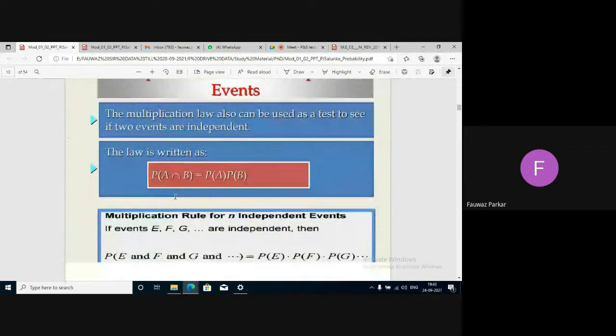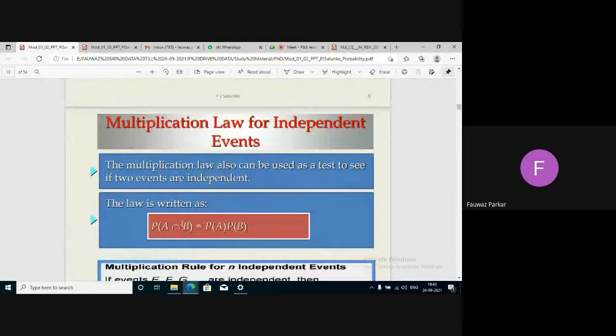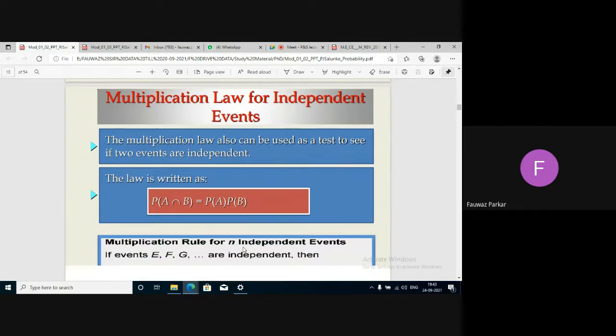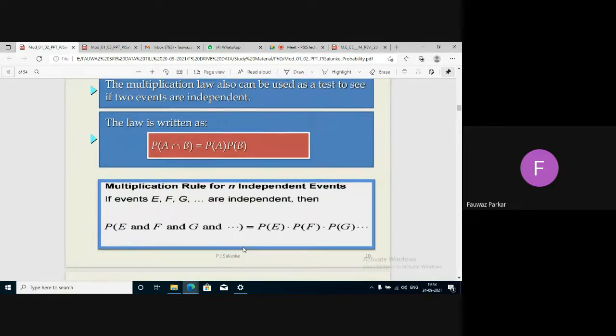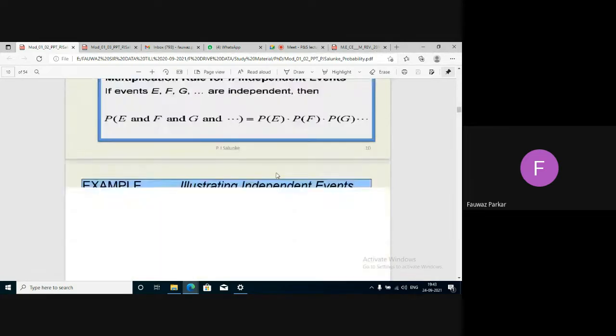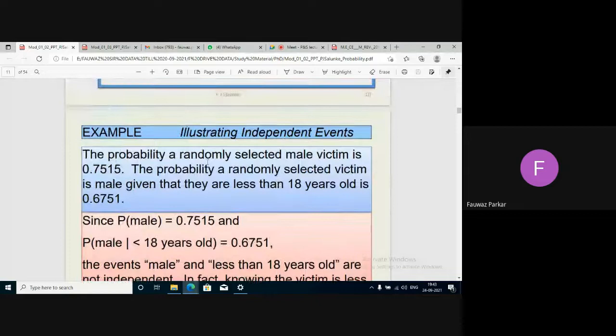So this is the multiplication law, and of course it can be extended if there are a number of independent events. The multiplication law can also be used as a test to see if two events are independent. If you have the values, you can use the test to see whether two events are independent or not. In that case, P of A intersection B will be P of A into P of B, and vice versa. We'll just see this example, then it will be more clear.